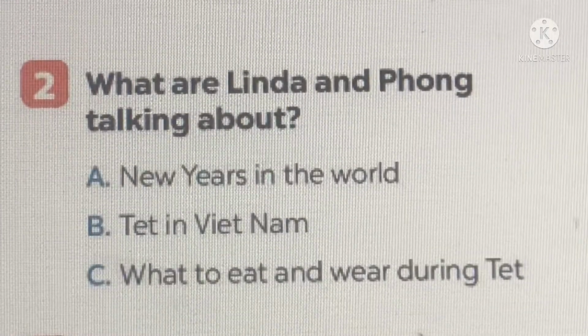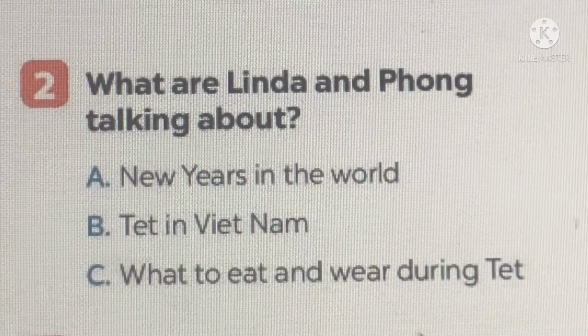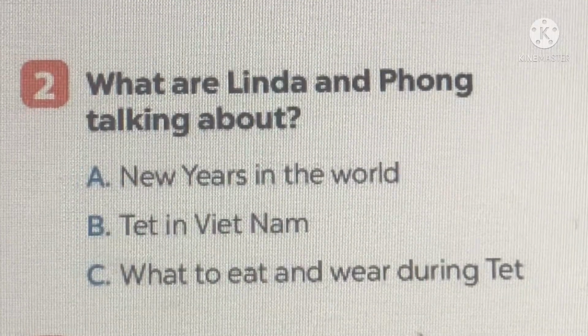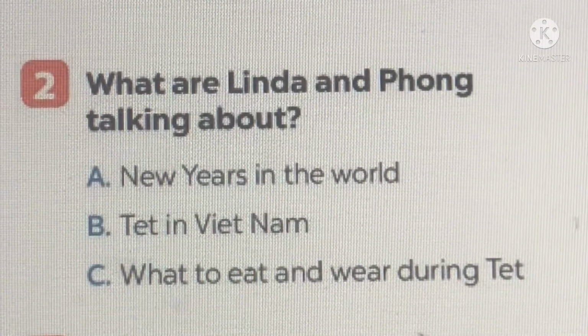So the correct answer for the question here is B. Linda and Phong are talking about Tết in Vietnam.